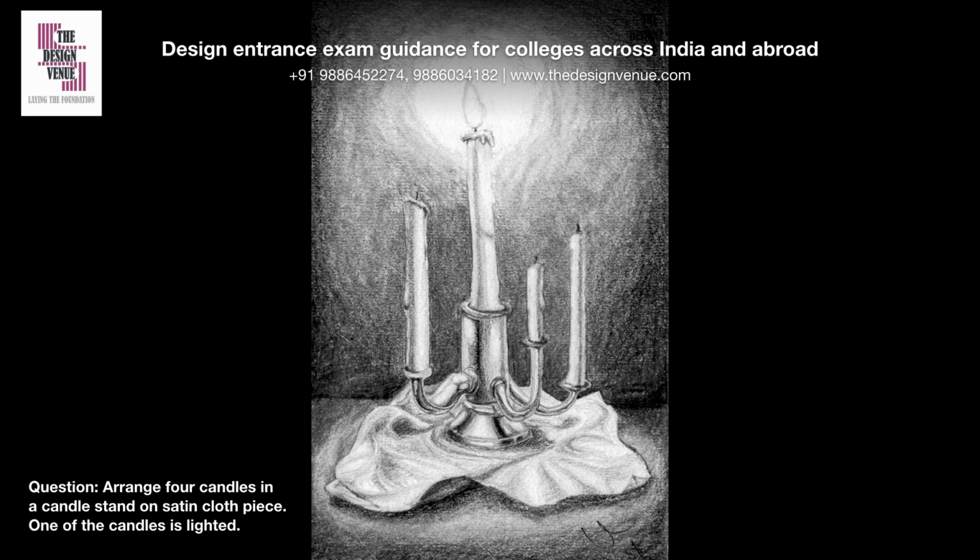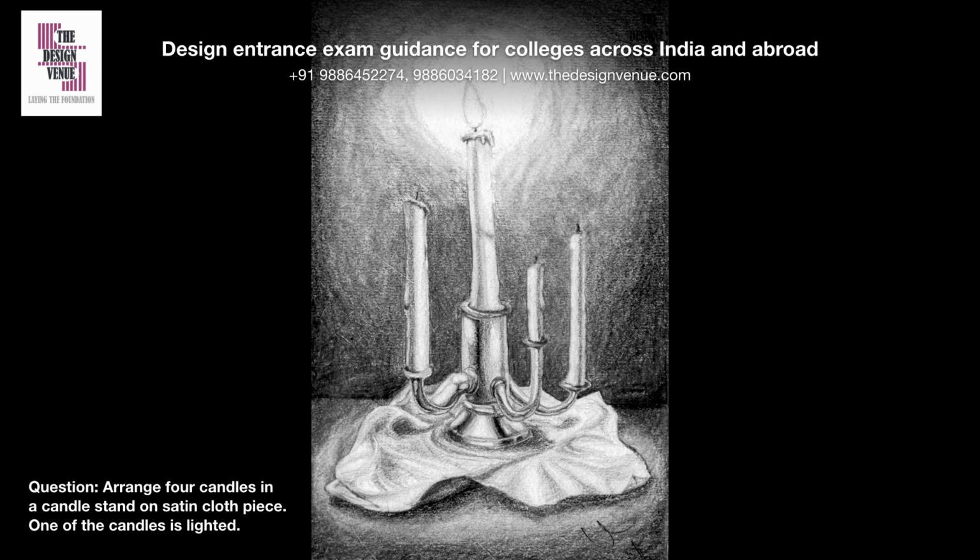In this question, we had to arrange 4 candles in a candle stand which is placed on a satin cloth. So observe again how each candle length is varying from one another, and even the stand is in such a manner that the candles are placed at different heights and levels. The satin cloth used is also folded and wrinkled, and that creates much more interest than just having a flat piece of cloth. The question says that one of the candles is lighted, so that is an indication that the candle is the only source of light for the composition.